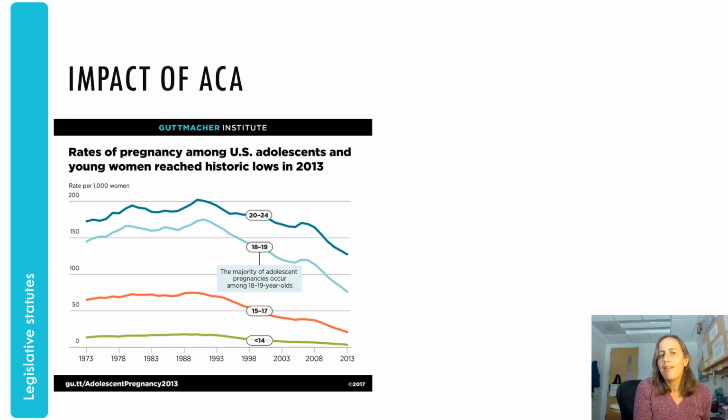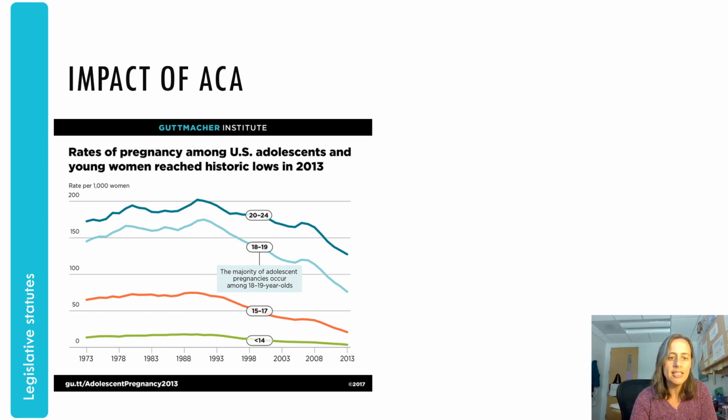What about impact on health outcomes, right? So this is trickier because there are so many determinants of health, and access to medical care is just one of them, right? And the Affordable Care Act mostly dealt with access to medical care, although there's some other things in there too. But what I'm showing you here in this graph is the rates of pregnancy among adolescents and young women. For the most part, these are people who don't want to be pregnant, okay?